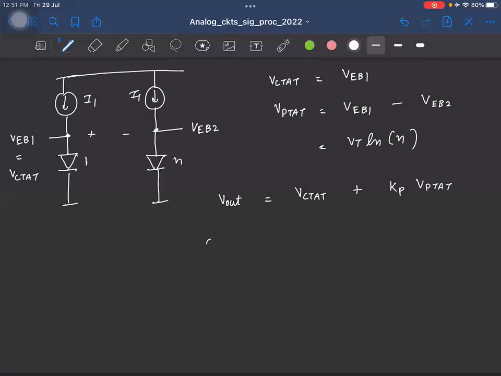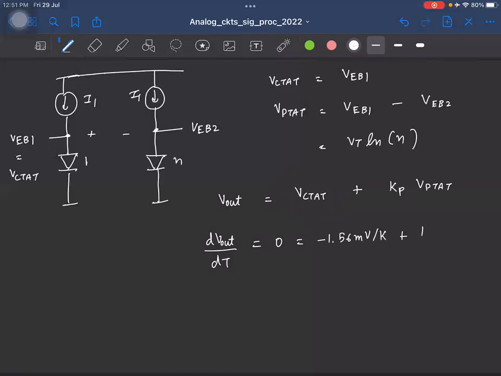And our final goal is to make dVout/dT equal to what? 0, right? We want zero dependence on temperature. So if I differentiate the CTAT with temperature, what is the slope we get? We calculated, right? What was it? Plus minus 1.56 millivolt per Kelvin.